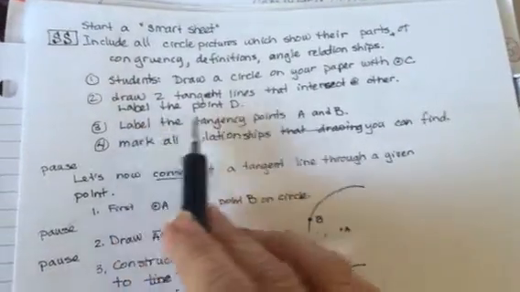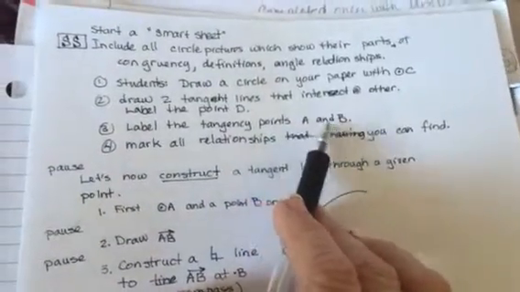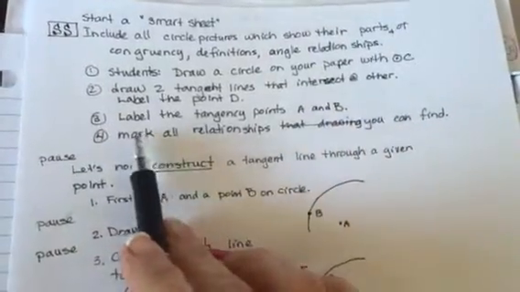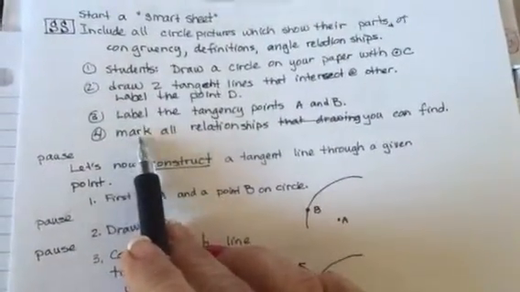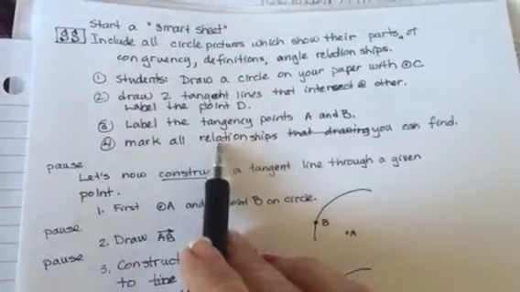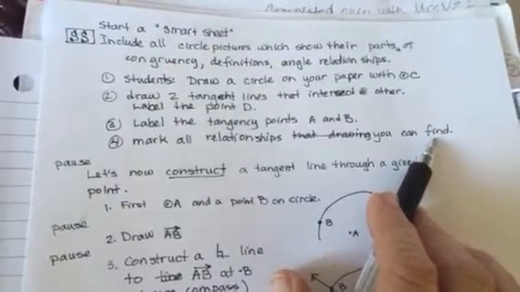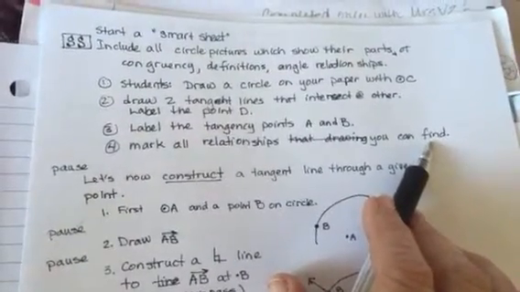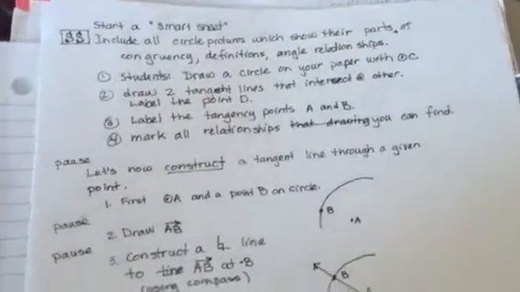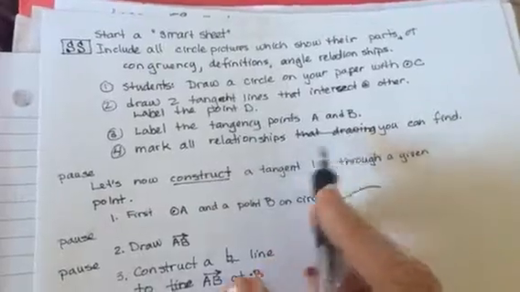Now you are to label the tangent points where these lines took off, A and B, respectively, one for each line. And at this point in the class, all the students would mark all relationships that you can find that would be true for that drawing. Please pause so that you can do all that.